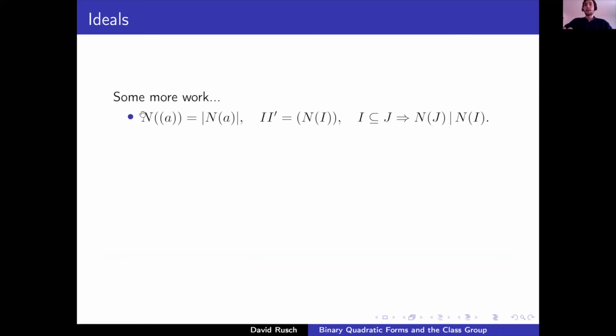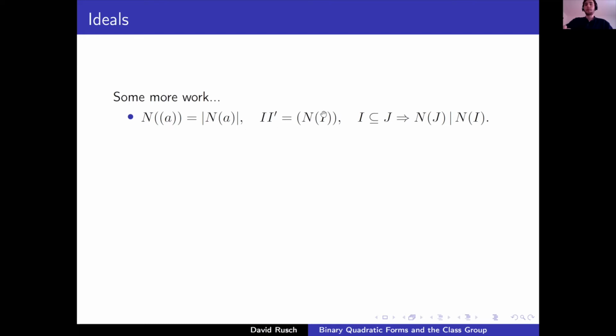For example, if we take the norm of a principal ideal generated by A, then we get the absolute value of the element norm of A. This kind of justifies the overloaded notation. And so actually we can just view each element as the ideal generated by itself. That's kind of what you do in those rings.